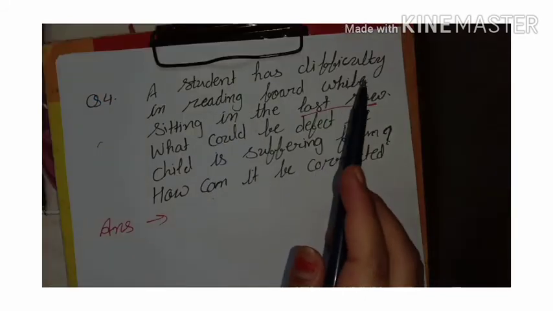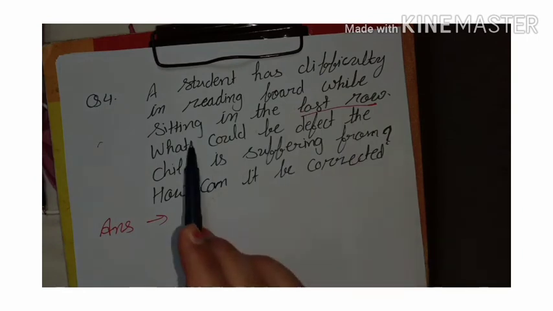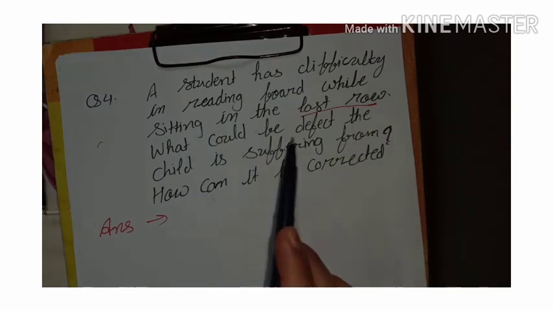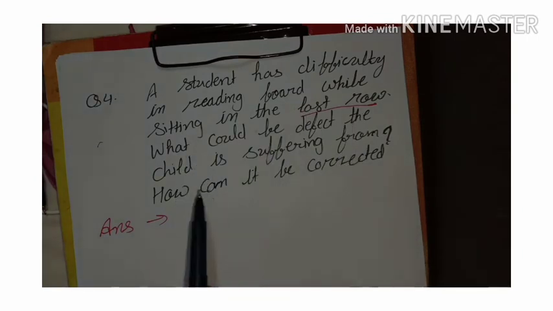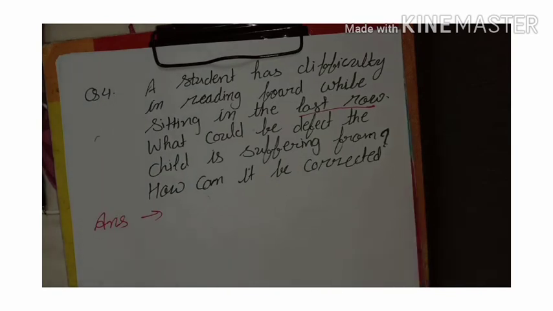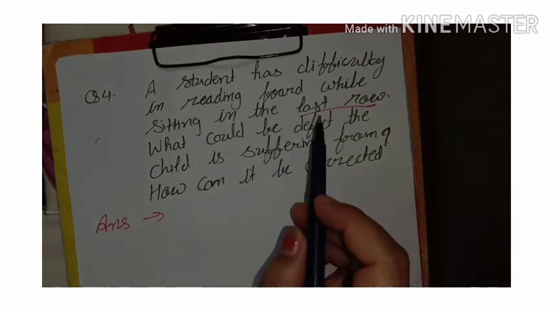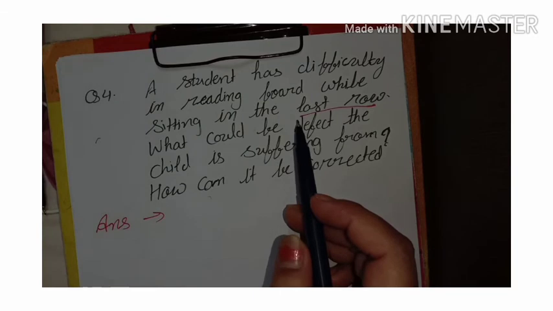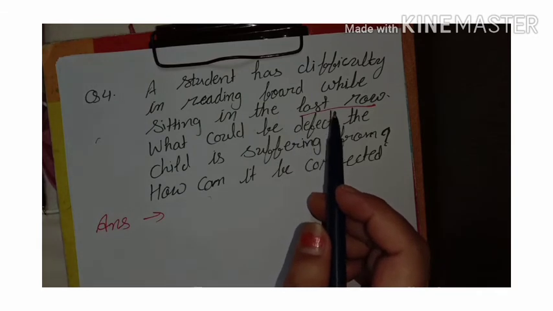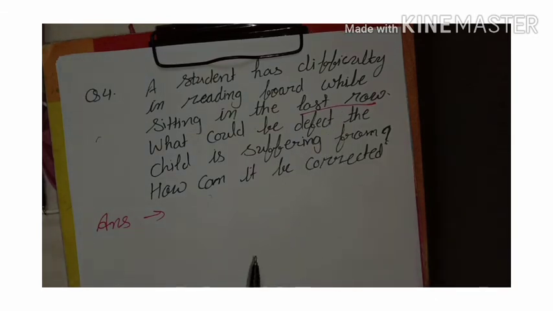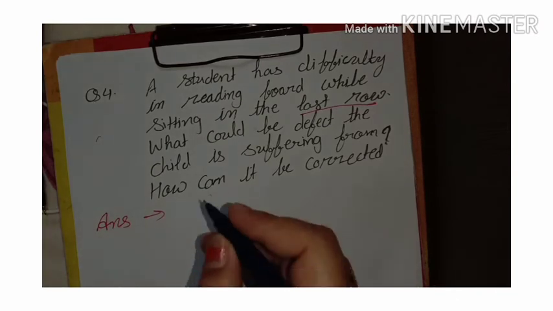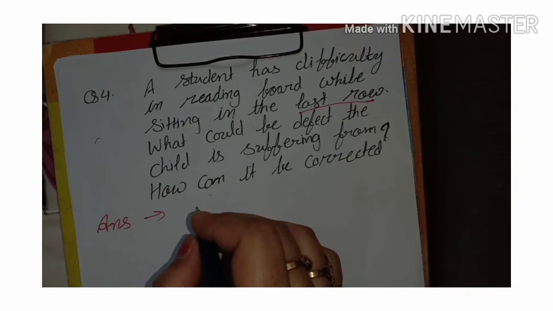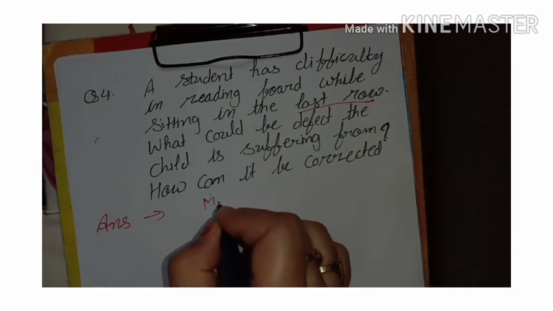A student has difficulty in reading the board while sitting in the last row. What could be the defect the child is suffering from? How can it be corrected? Right? So the student cannot see objects which are very far away from his eye, and such a defect is called short sightedness, or you can say myopic defect. So he is suffering from the myopic defect.